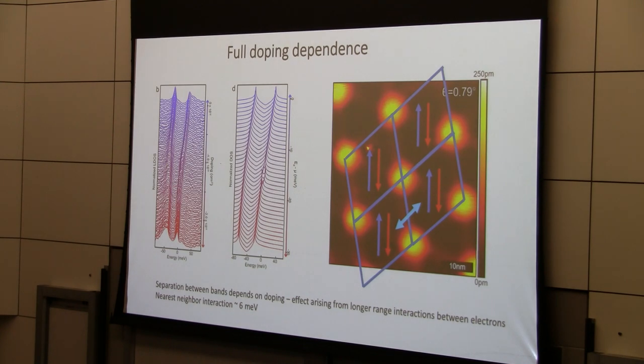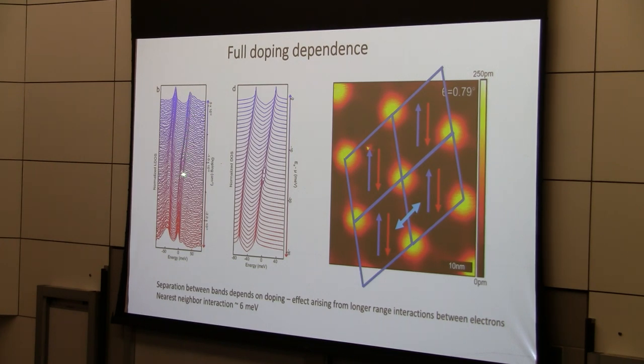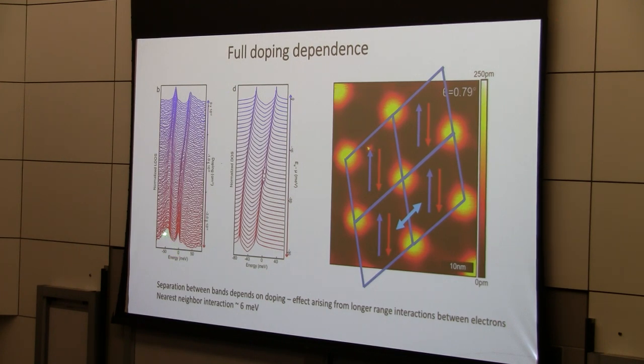We can do a little better than that. We can apply doping continuously, and we can shift the chemical potential directly through the entire band. So this is with no doping, and then as I dope it, this band starts to approach the Fermi level, and then it goes through the Fermi level. Something you'll notice very interesting here is that the distance between these two peaks actually changes as you dope it.